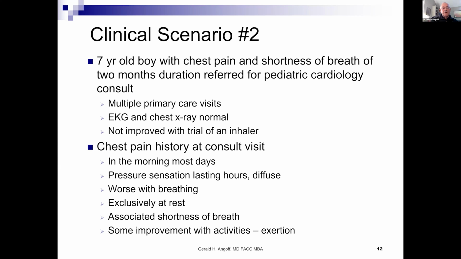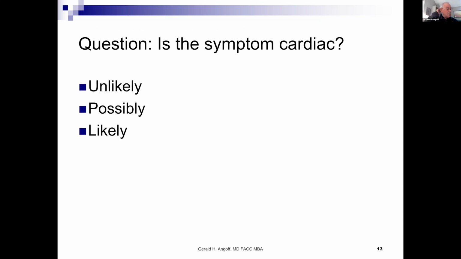Again, further history. The chest discomfort was in the morning most days. There was a pressure sensation lasting hours. It was diffuse. It was worse with breathing. It was exclusively at rest. He had associated shortness of breath and some improvement actually with activity and exertion. Again, unlikely, possibly, or likely due to a heart condition? Jot down a note for yourself.